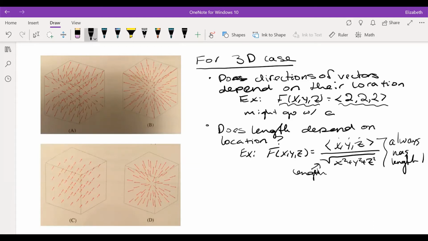So we can look at A, B, and D, and we notice they're all pointing in different directions. So that matches that criteria, that the direction does indeed depend on the location. But if we look at D, the lengths of these vectors are all the same, regardless of where they're located. So that means that we're probably looking at D for this one.